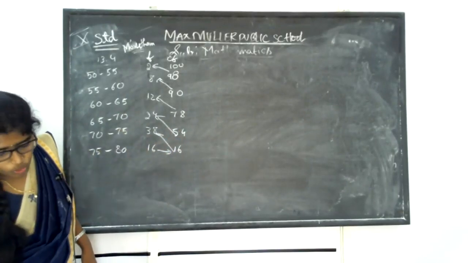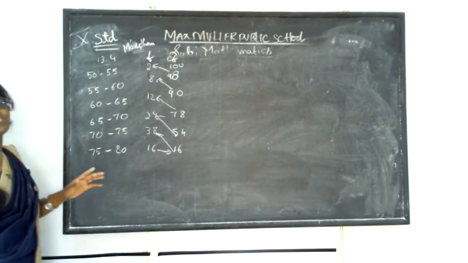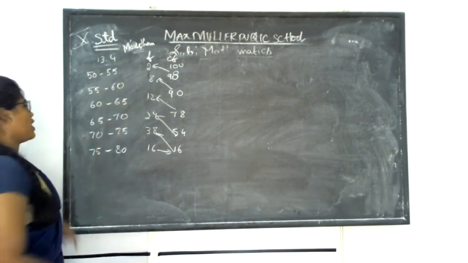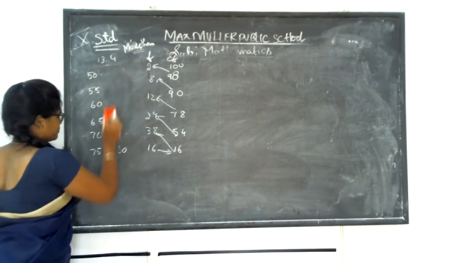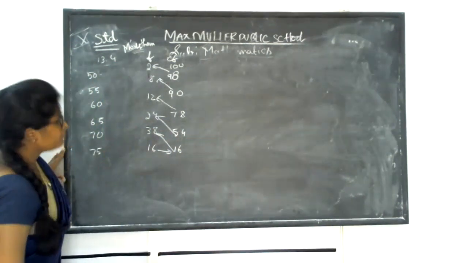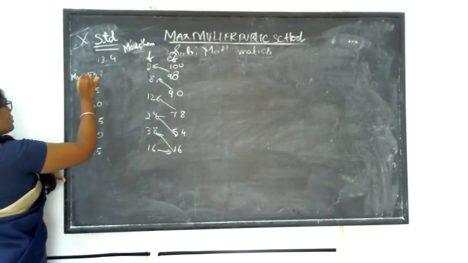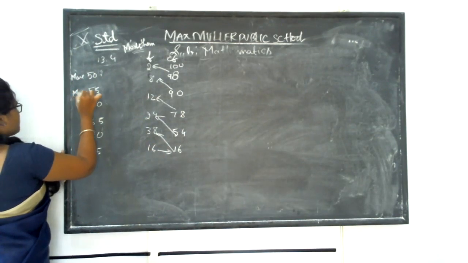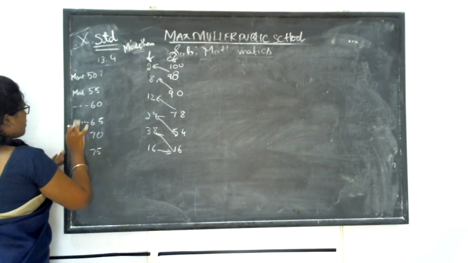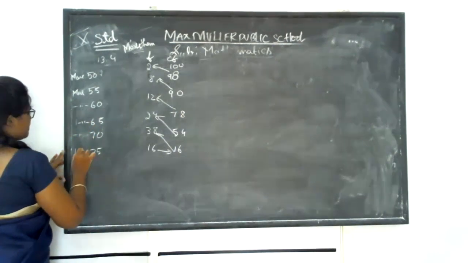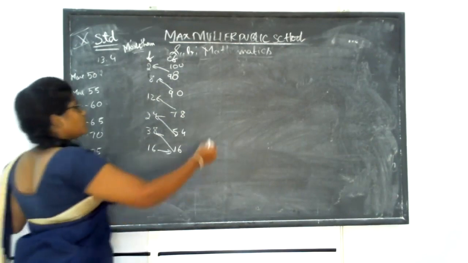Now what they have told, change the distribution table for more than type. Which side will you keep? Your left hand side. You are going to keep the left hand side of the class interval, and you are going to write more than 50, more than 55, more than 60, more than 65, more than 70, more than 75. Like this, you are going to keep it up. Clear? Now draw the tabular column.